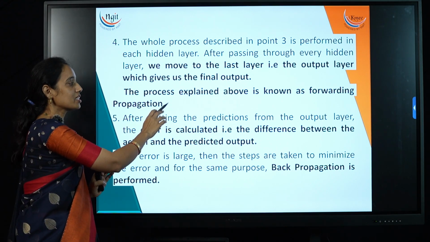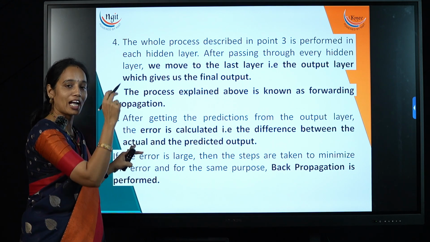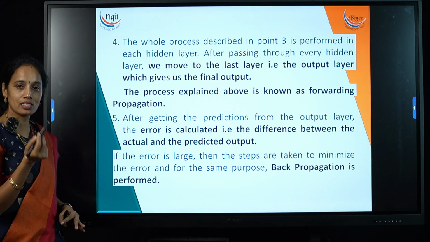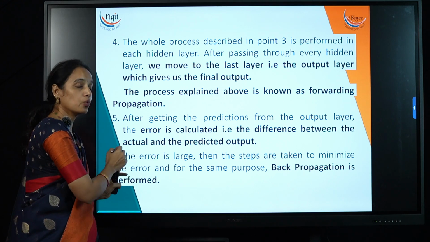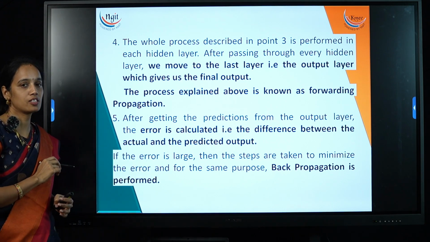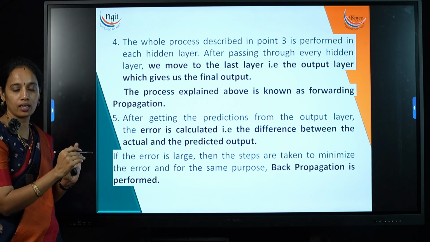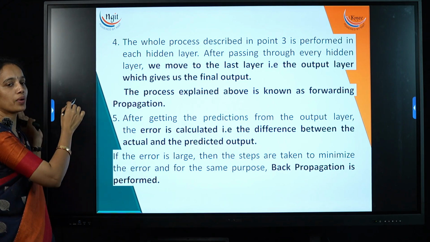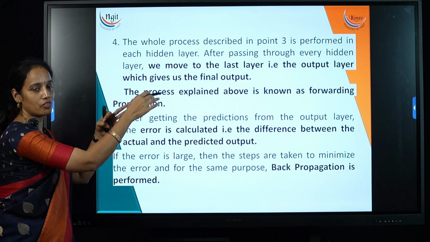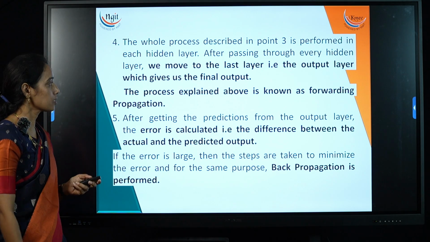After getting the predictions from the output layer, we calculate the error. So what is the error? It is the difference between the actual value and the predicted value. If the error is large, then steps are taken to minimize the error, and for the same purpose back propagation is performed. First we do the forward propagation, and the agenda is to calculate the error. If the error is more, we will back propagate to the input, starting from changing the weights up to the activation function, and we try to minimize the error. That process we generally call back propagation.